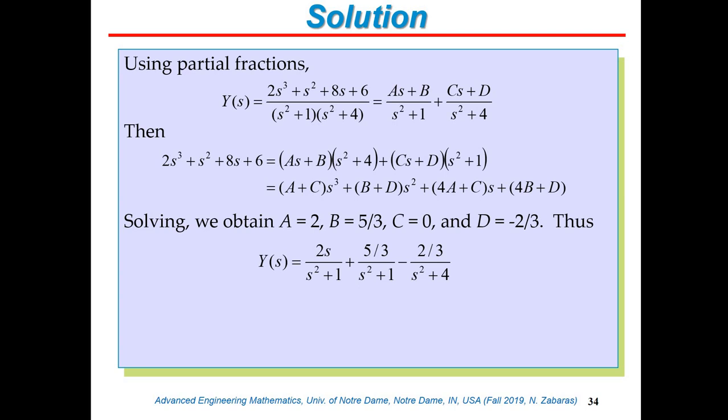And immediately from this, you can use the linearity of the inverse of the Laplace transform. So obviously, the inverse of s over s squared plus 1 is cosine of t. And so you're going to get 2 times cosine of t plus 5/3 sine of t minus 2/3 sine of 2t. And that's the solution to our problem.